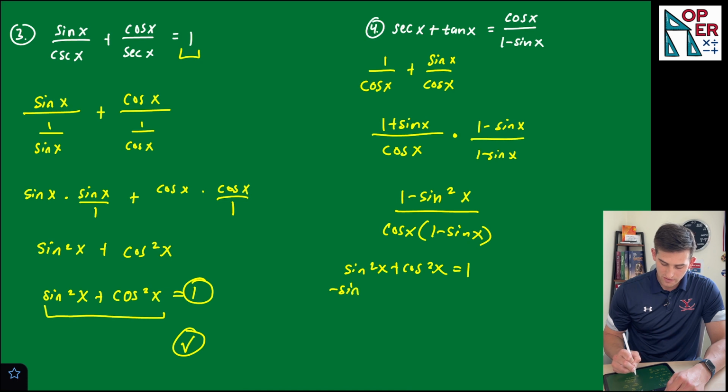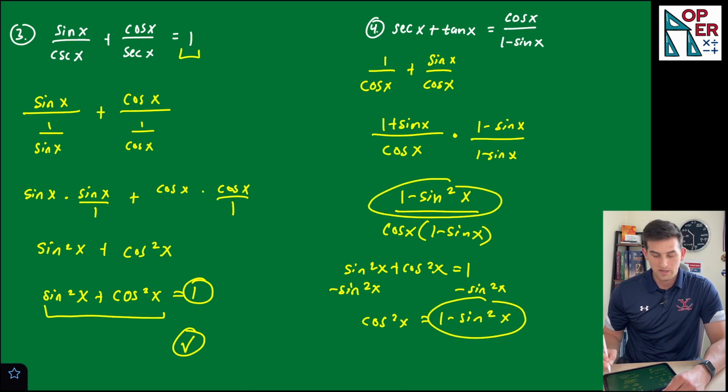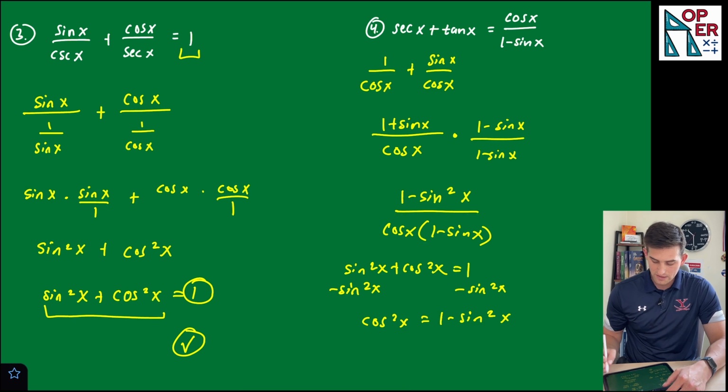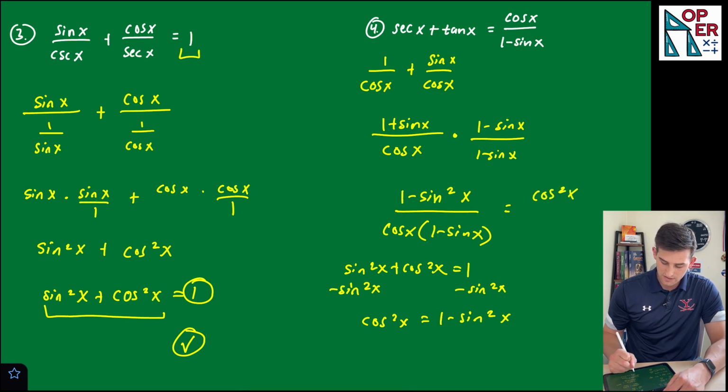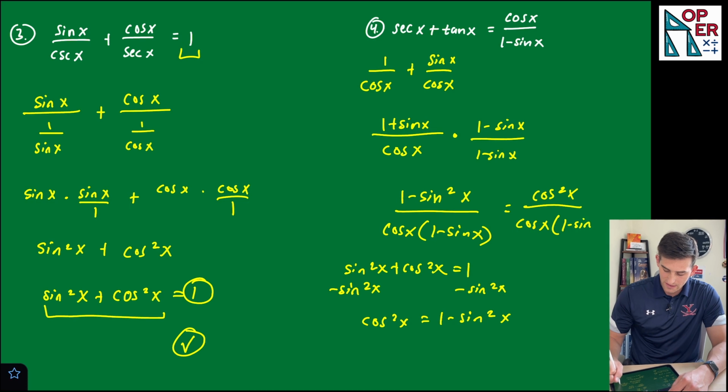Well, what if I subtract sine squared of x to basically solve this for cosine squared of x? So I'm going to get cosine squared x is equal to 1 minus sine squared of x. So notice my numerator is 1 minus sine squared of x. So basically I could rewrite this as cosine squared of x, because that's what that expression is equal to, over cosine of x times 1 minus sine of x.